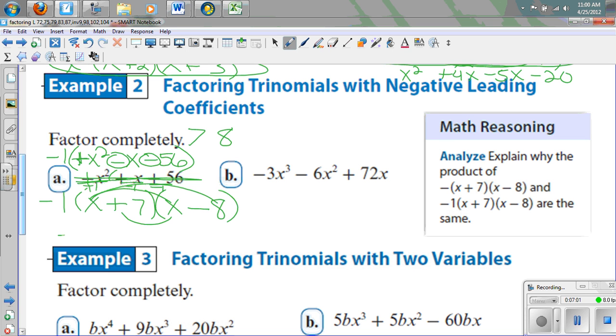And sometimes you'll see that written like this. And that's because that negative we know is a 1. That's that understood coefficient that's out front. So you'll see it written both ways, and so notice this. The negative times x plus 7 times x minus 8 is the same as negative 1 times x plus 7 times x minus 8. Well, because this is really a negative 1 here. All that's doing is changing the signs.